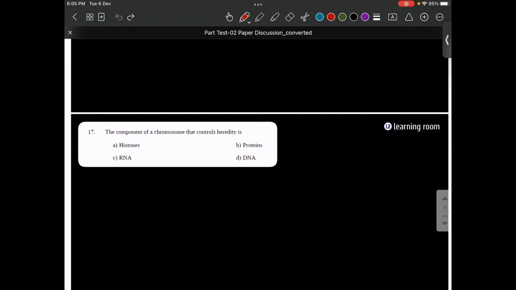Yes, sir. Is there any more specific term that can be better than this? Apart from DNA, is there any other term? The component of a chromosome that controls heredity. So genes? Okay, genes. Fine. Very good.